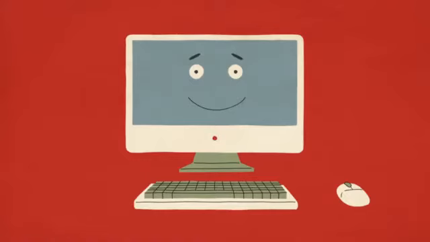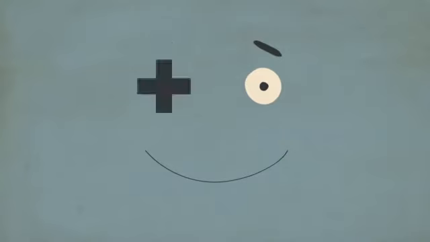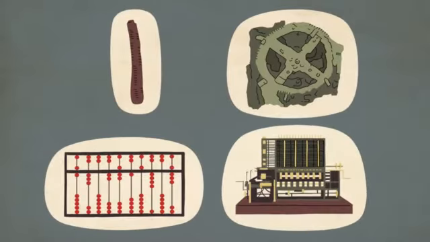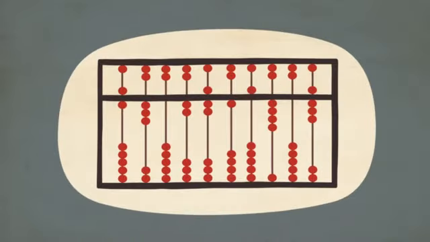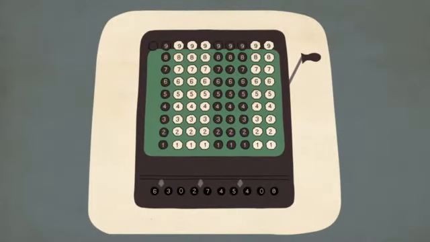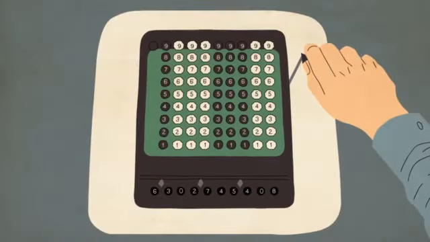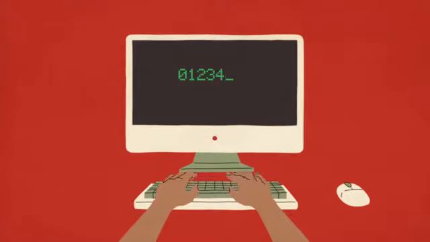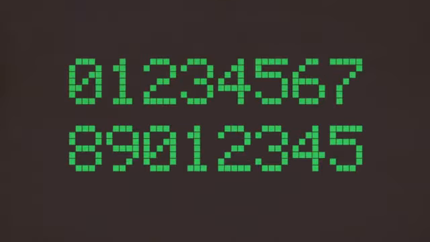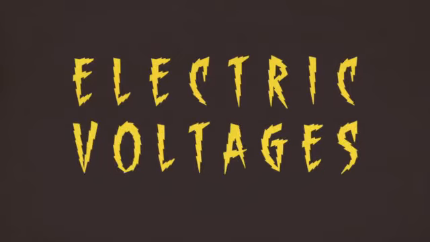Well, at their core, all computers are just what the name implies: machines that perform mathematical operations. The earliest computers were manual counting devices like the abacus, while later ones used mechanical parts. What made them computers was having a way to represent numbers and a system for manipulating them. Electronic computers work the same way, but instead of physical arrangements, the numbers are represented by electric voltages.